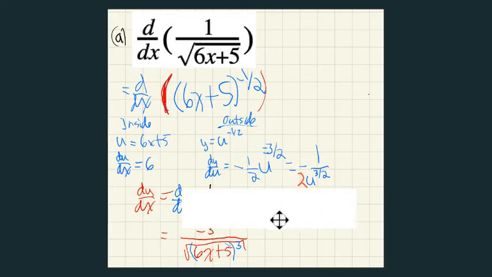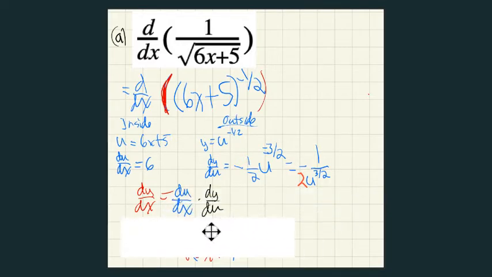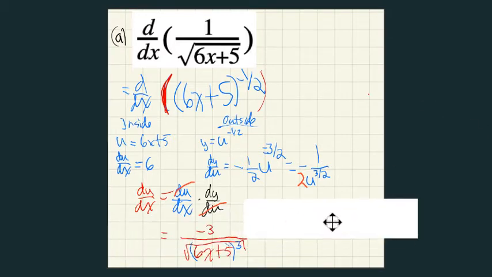Now we need to combine those. To make sure I've got it right, I've got du by dx and dy by du, so the du's cancel out. If the du's cancel out, I end up with dy by dx. So I've definitely done it right. Now I just need to multiply.